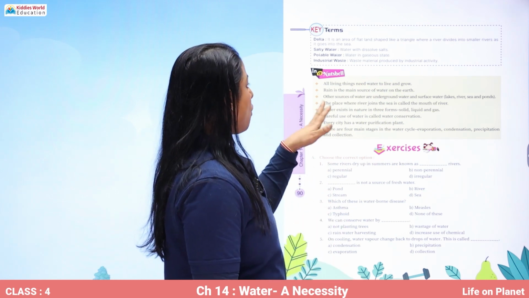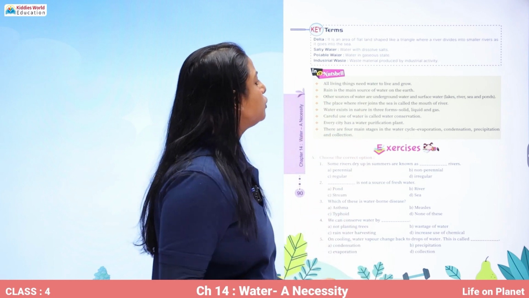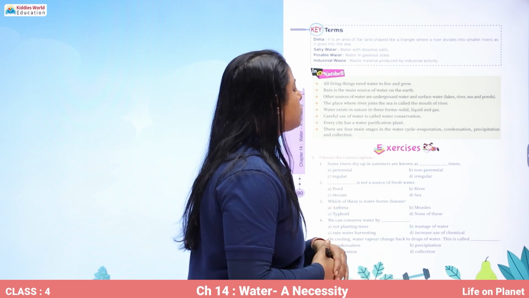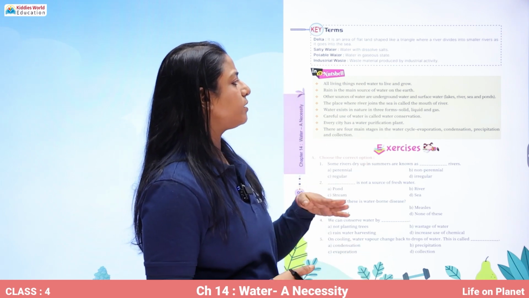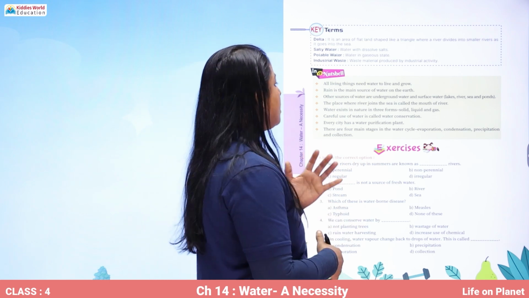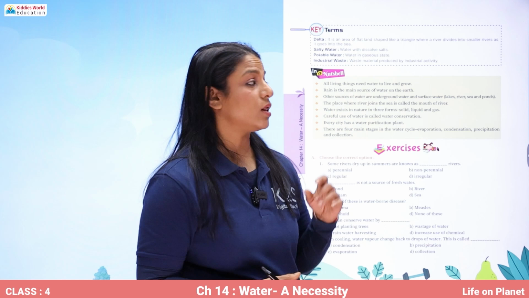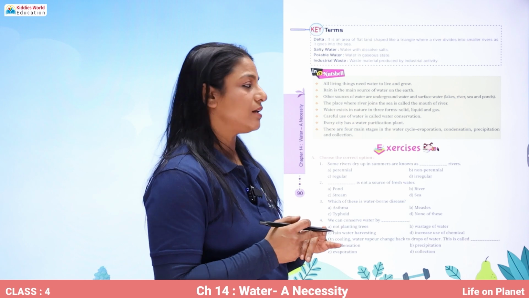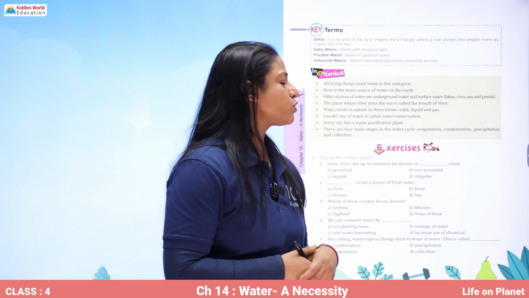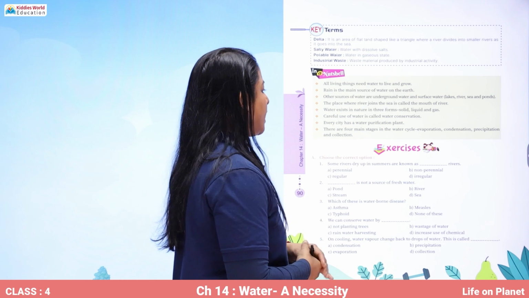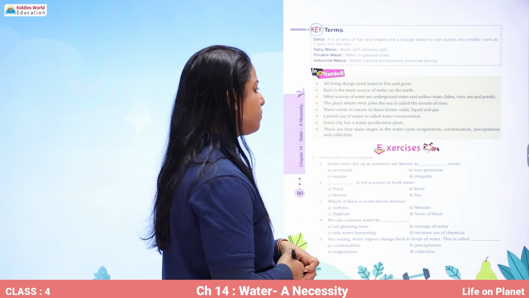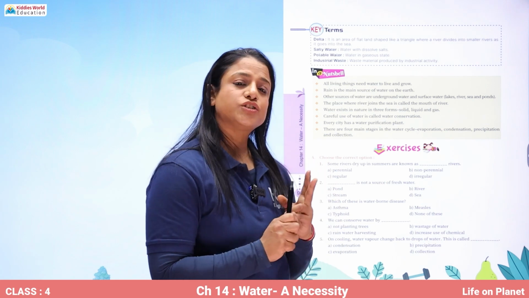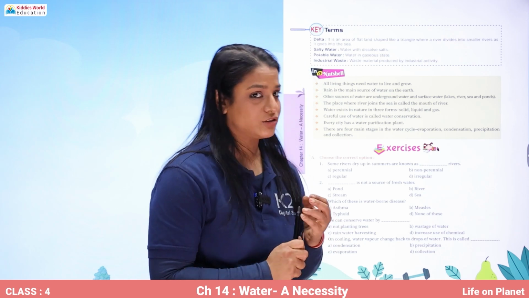Also remember that all living things need water to live and grow. Rain is the main source of water on the earth. Other sources of water are underground water and surface water like lakes, rivers, ponds, etc. The place where a river joins the sea is called the mouth of the river. Water exists in nature in three forms: solid, liquid and gas. Careful use of water is called water conservation. Every city has a water purification plant. There are four main stages in the water cycle: evaporation, condensation, precipitation and collection.